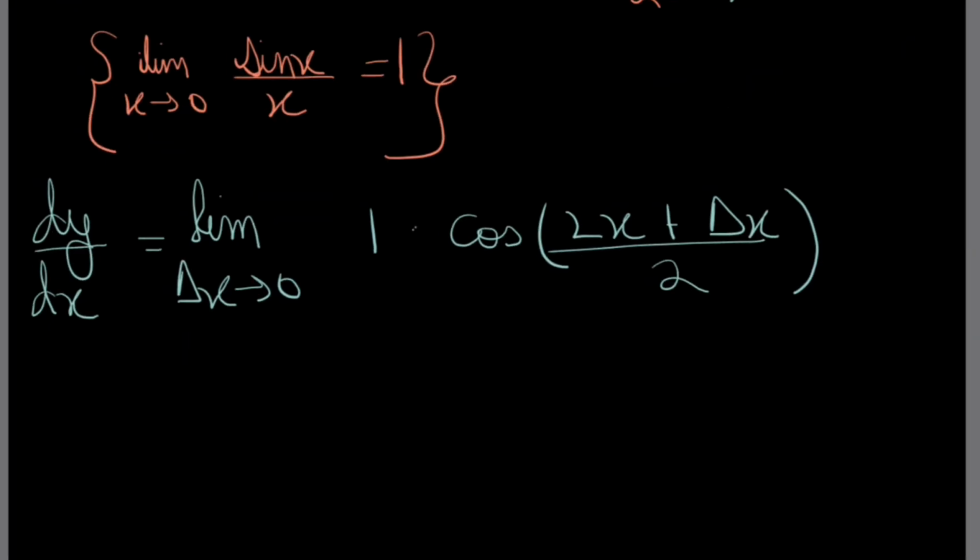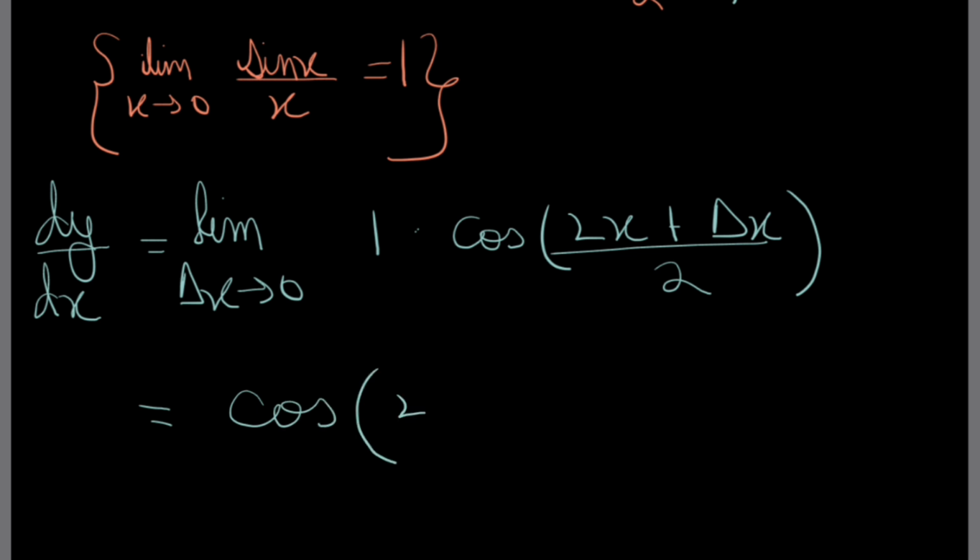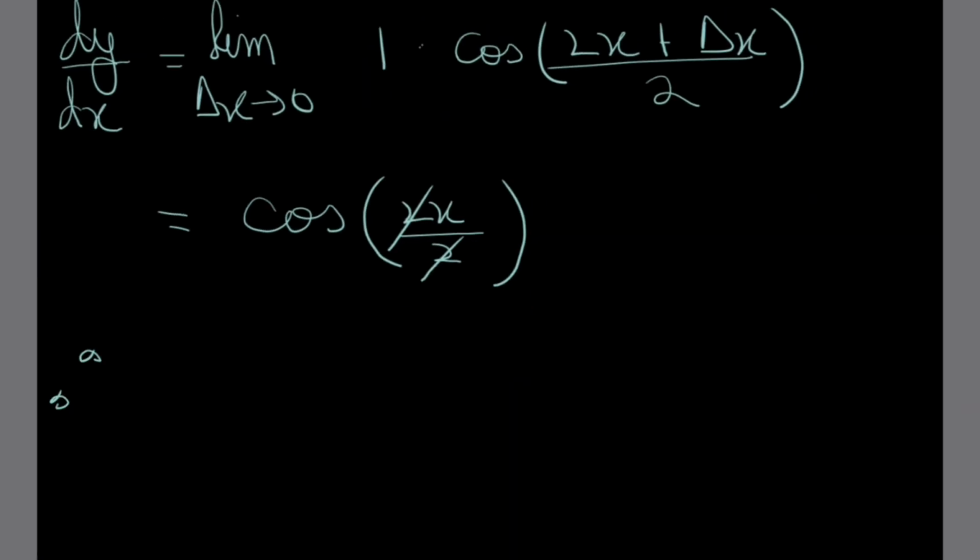So once you've done that, we have gotten rid of that delta x in the denominator. Congratulations, you can substitute delta x in the numerator as 0 and you will get your derivative as cos x.